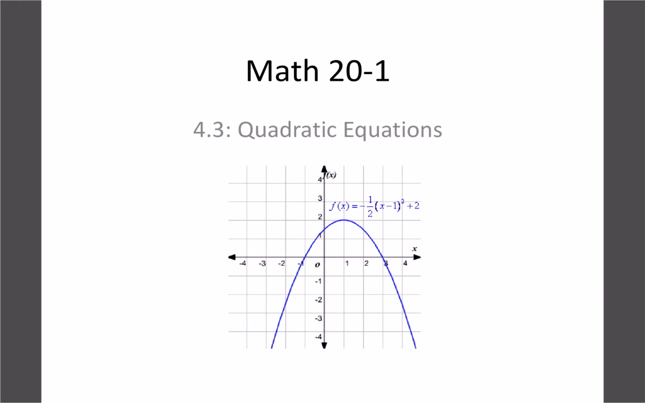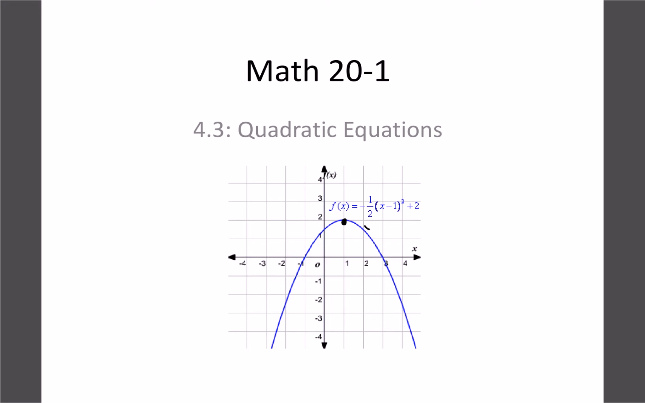Alright, today we're going to continue with our quadratic equations and graphs, but instead of getting the equation and figuring out the graph features, we're going to work backwards. We're going to have the graph or coordinates of the graph, and we're going to try to figure out what the equation is.